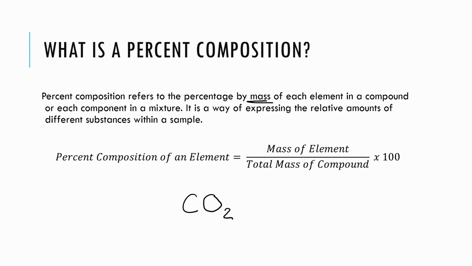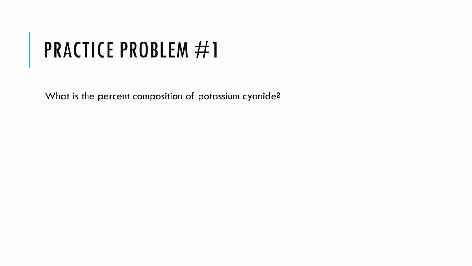Now we're going to do a few examples today to show how to calculate percent composition as well as how we would calculate the empirical formula from the percent composition. So what we're going to do first is start with finding the percent composition of potassium cyanide. In order to do this, we need to first figure out the formula.